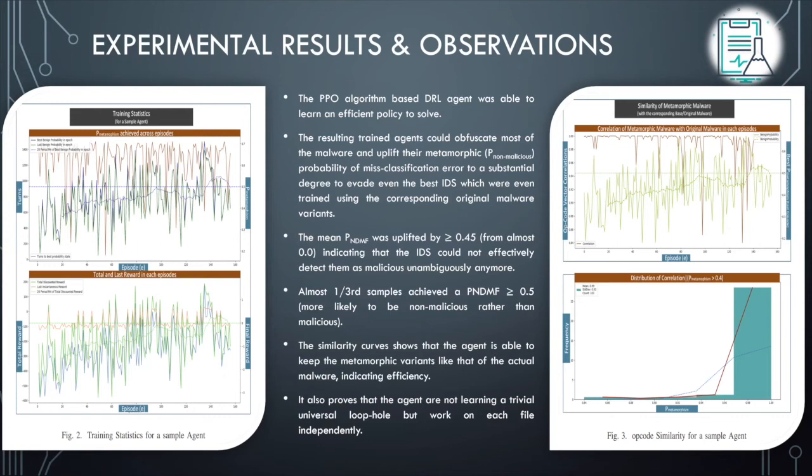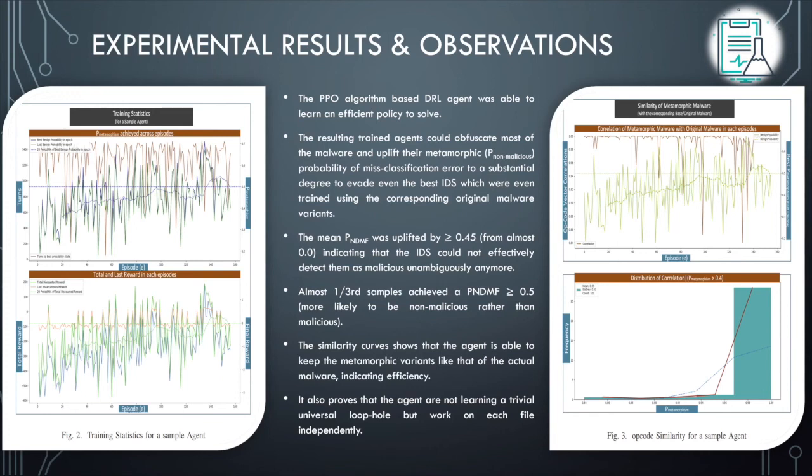So we found that at least 1/3 of the samples were clearly raised to a probability where they are considered benign or non-malicious by the system. And on average for the entire dataset, the probability of being considered non-malware was raised up to 0.45. On the right, we draw similarity graphs of the feature vector of the metamorphic variant to its original variant, and we see that they are very similar.